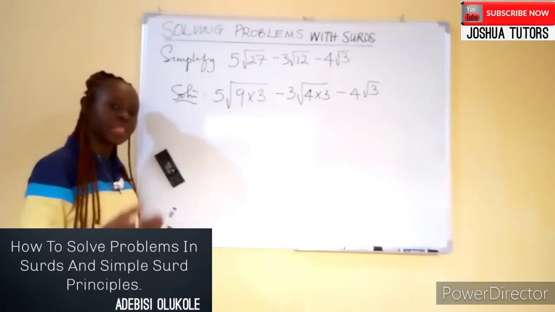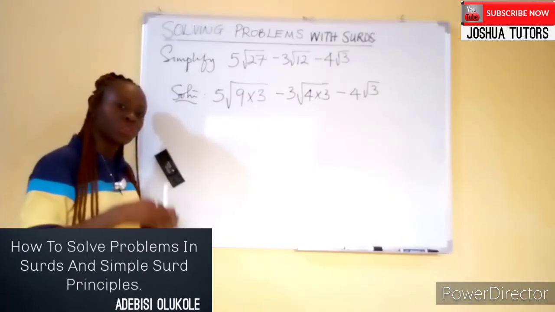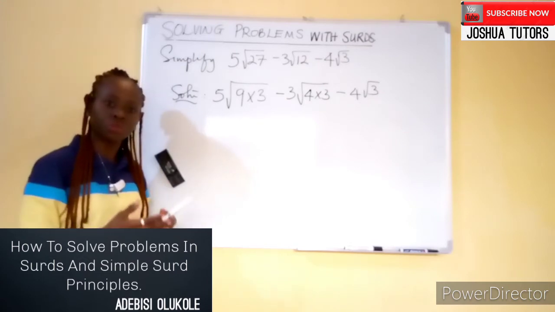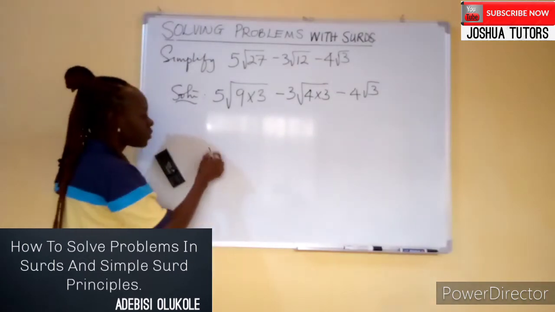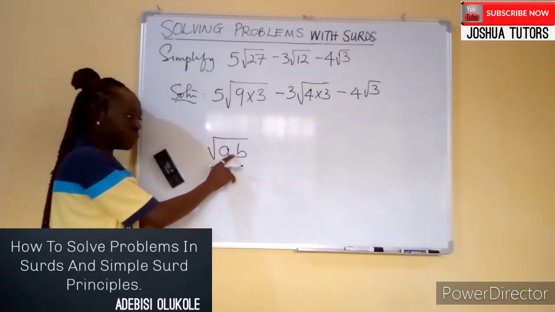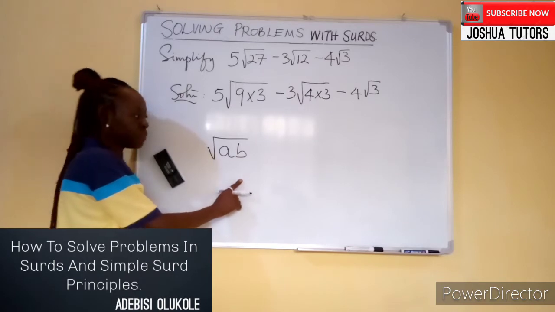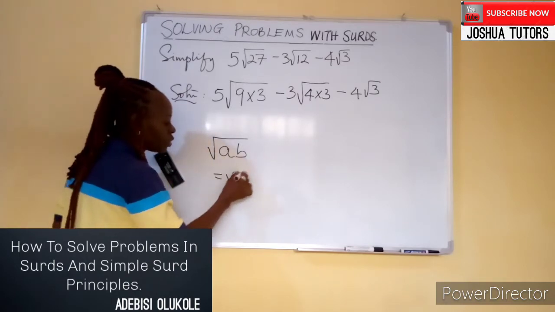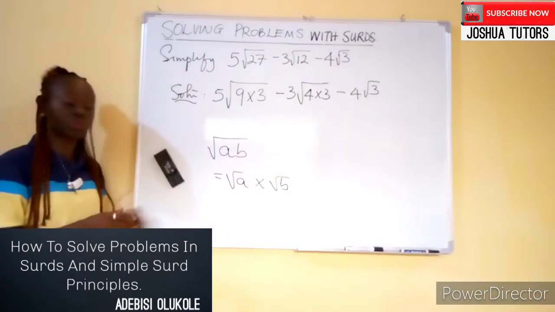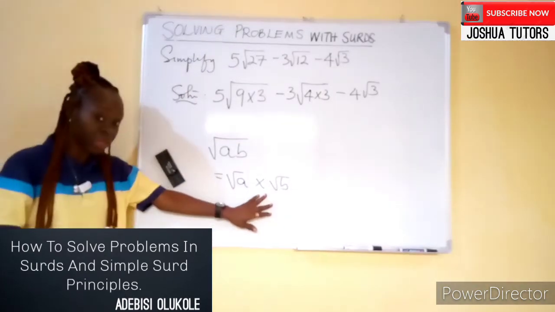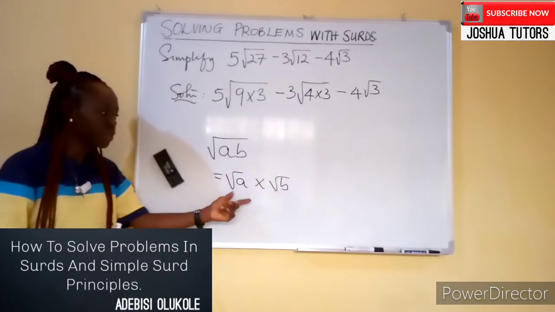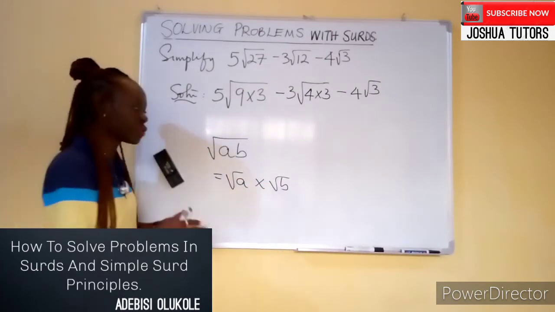Now, another thing I'll bring to our knowledge is that surds can be split. You can split a surd. For example, if I have surd AB, I'm sure you know AB is multiplying. So I have surd A times surd B. I can split surds this way. Surds can be split as long as it is multiplication. So surd AB means surd A times surd B.